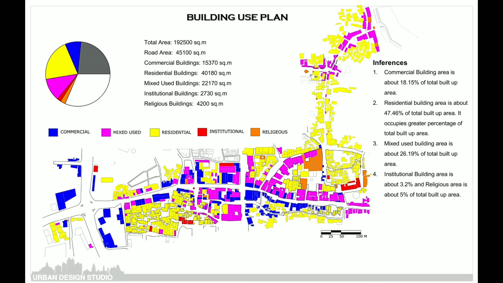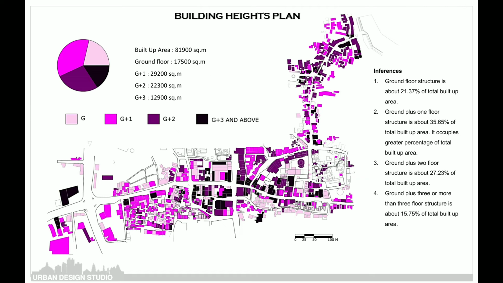Building use. This layer explains the public, private, and institutional buildings, and helps to understand the nature of the area and its footfall. Building heights. This layer helps to explain the skyline of Old Nashik, where maximum G+1 structures are seen.